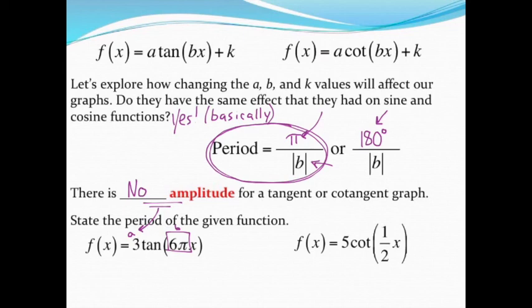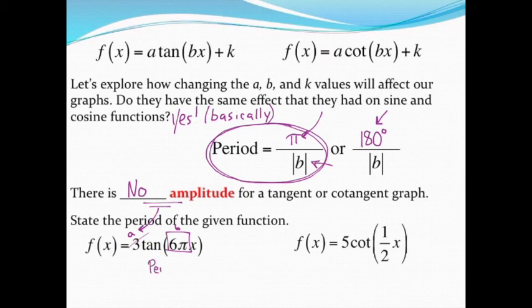There is no amplitude for a tangent or cotangent wave. These graphs go up and down forever, so that number will have a little bit of significance when we graph these in another video, but it's not the amplitude. So if they ask you for the amplitude, don't say it's 3, say there is none. Anyway, back to finding the period.